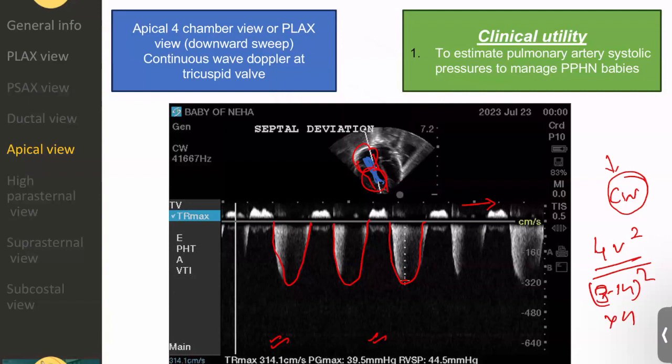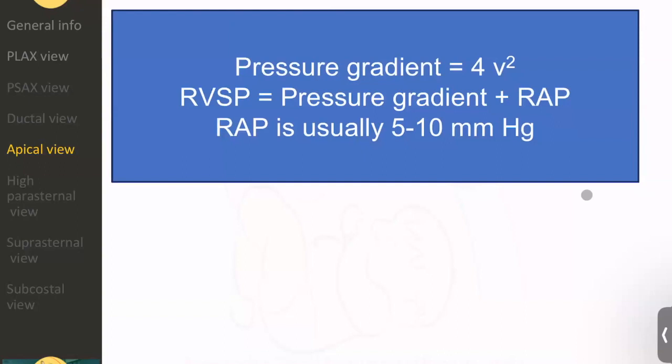You see here the pulmonary gradient is 39.5, but RVSP, the right ventricular systolic pressure, is coming 5 higher. It is 44.5. Why is that so? Because you estimated the gradient by 4V squared, or the machine will do it. When we calculate the right ventricular systolic pressure, this pressure gradient is calculated and we estimate the pressure of the RAP.